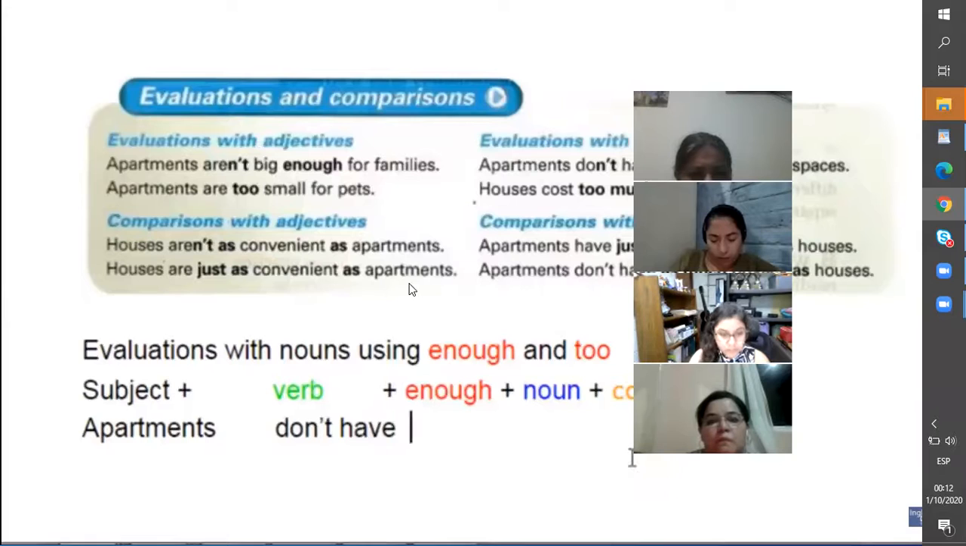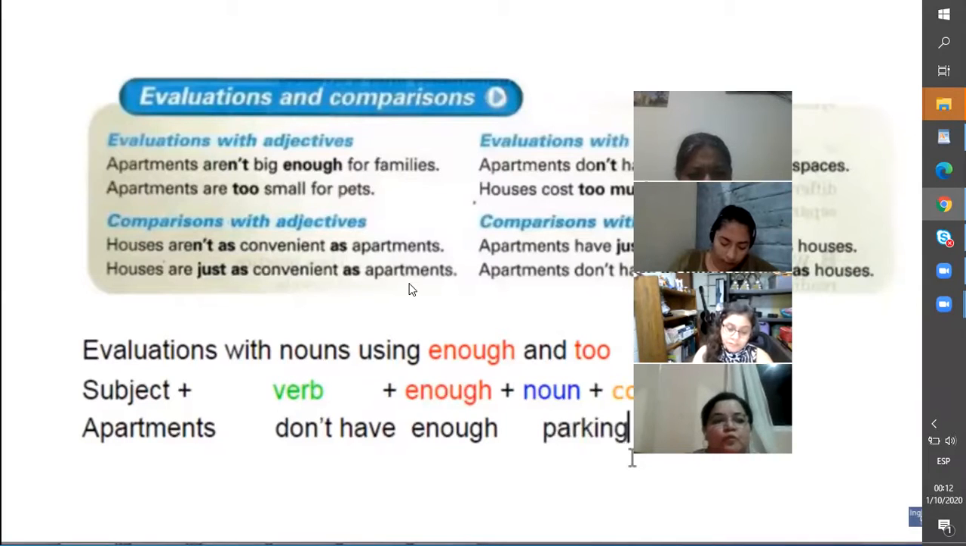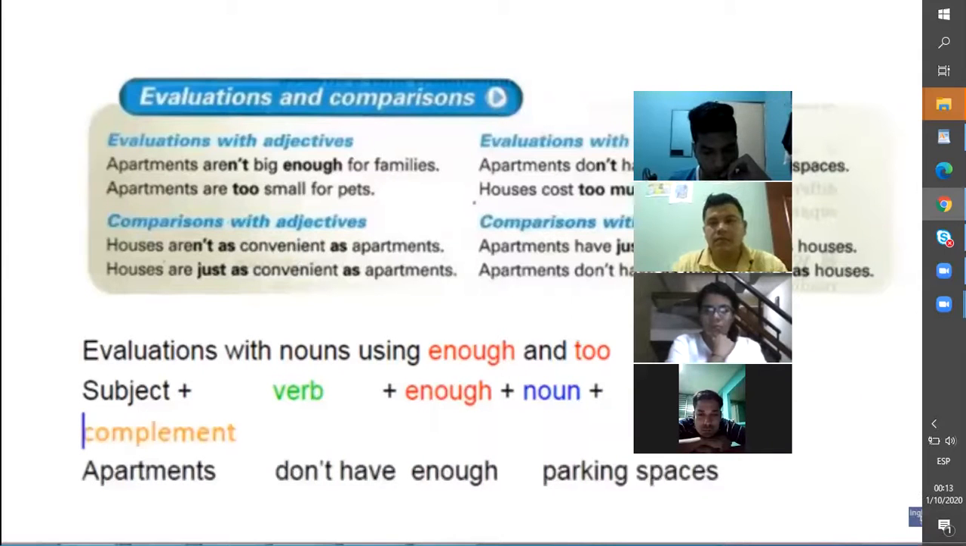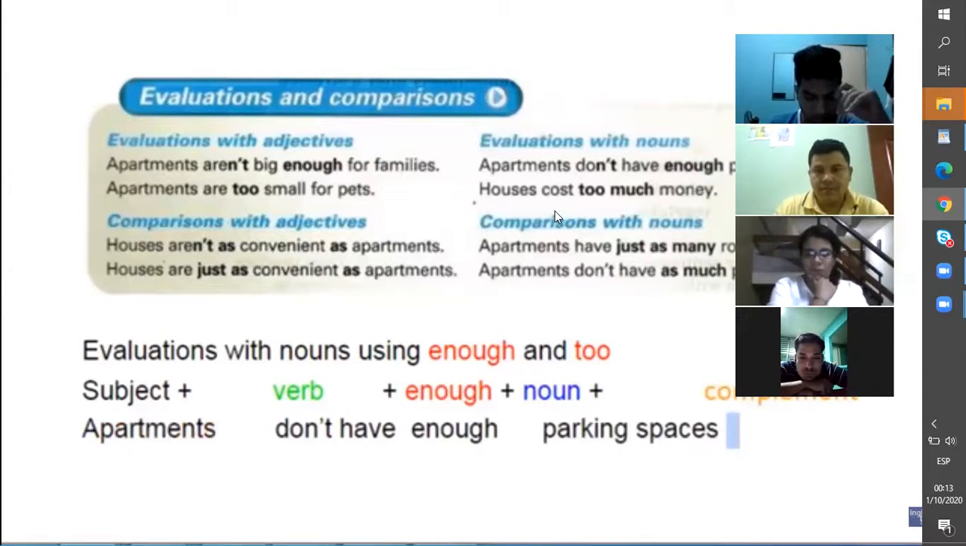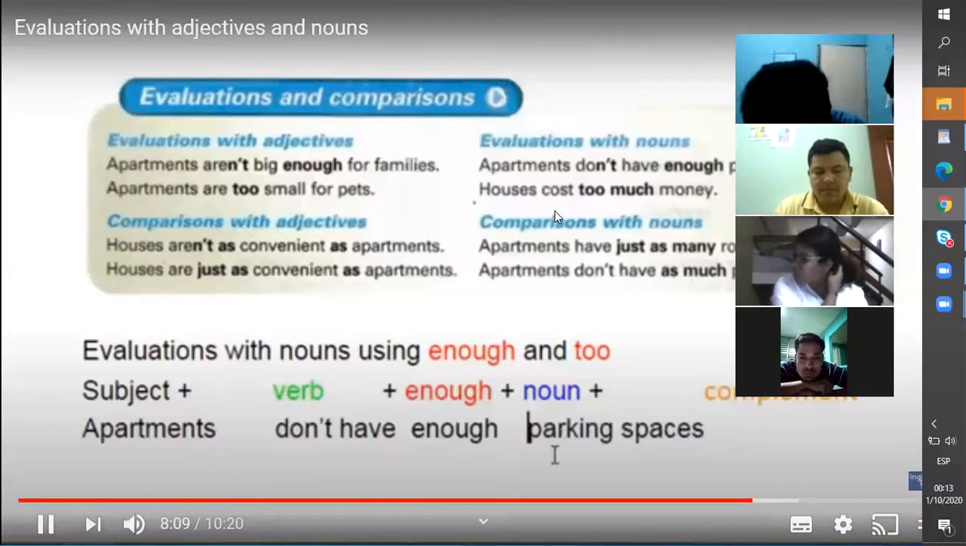So let me give an example here. Don't have enough, and then whatever noun that we want to include. So in this case, don't have enough parking spaces. Okay? So the noun is spaces. And then you can think of a complement, if you will. So you can include something else there. So for example, what could that be? Don't have enough parking spaces for people, right? That could be the complement. But in this case, the noun is parking spaces.